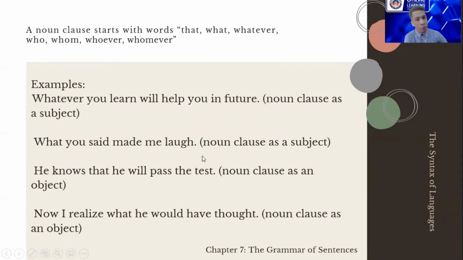So, what you said made me laugh. What you said is already our noun clause. Next, he knows that he will pass the test. So what is our formula again? In he knows that he will pass the test, the noun clause here is that he will pass. Right? It could be that he will pass the test. Next, now I realize what he would have thought. The noun clause here is what he would have thought.